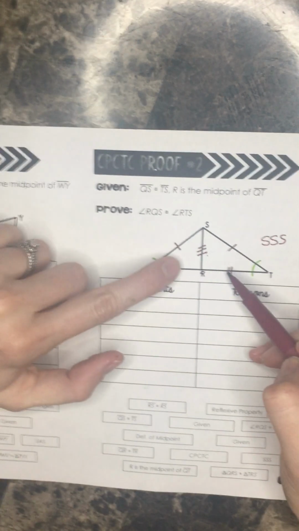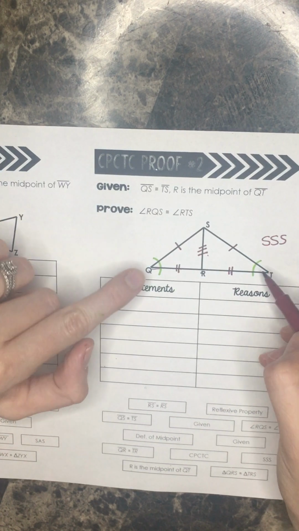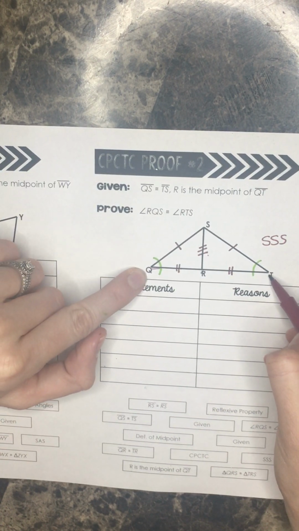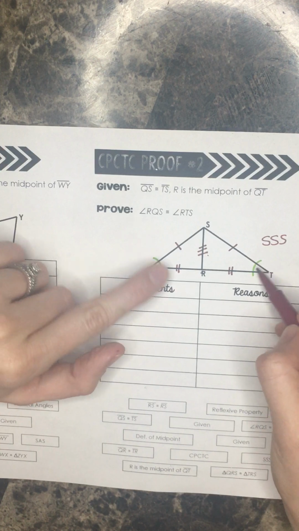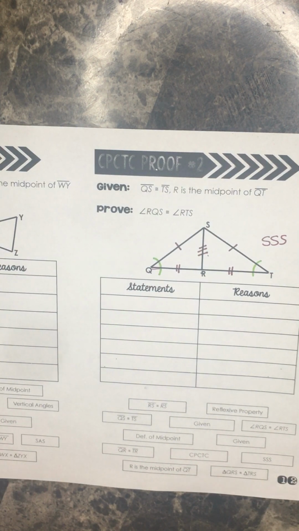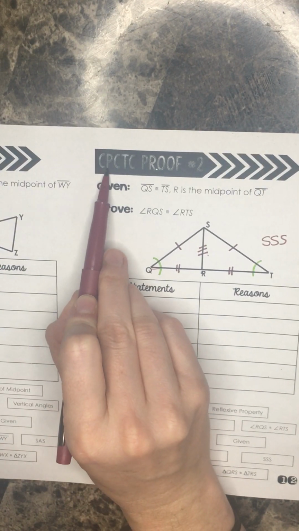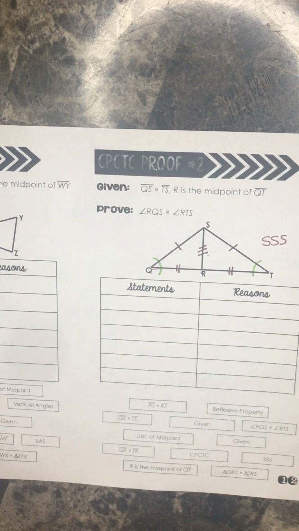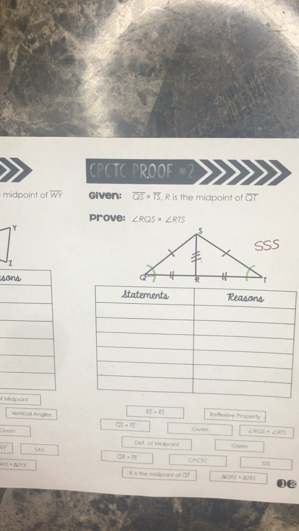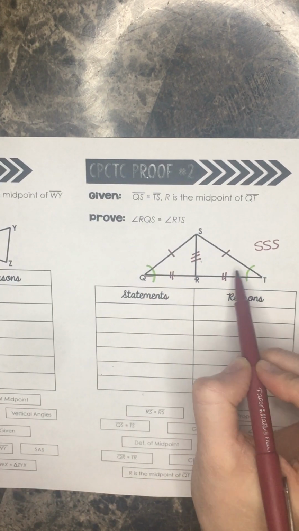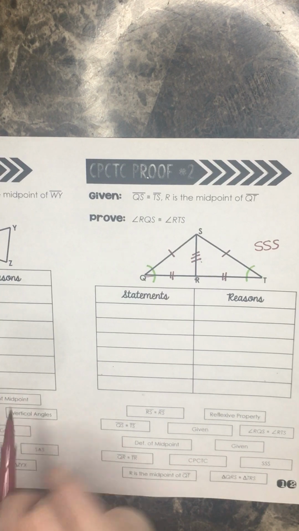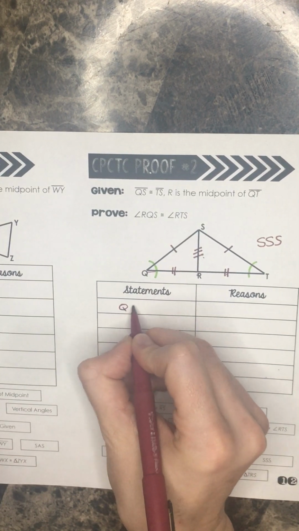So if I have congruent triangles, then I know that the corresponding parts, angle Q and angle T, have to be congruent because the whole entire triangle is congruent. That is what corresponding parts of congruent triangles are congruent means. That's what that means. Okay, so therefore I prove these angles are congruent because I proved the triangles are congruent. So let's write them out.